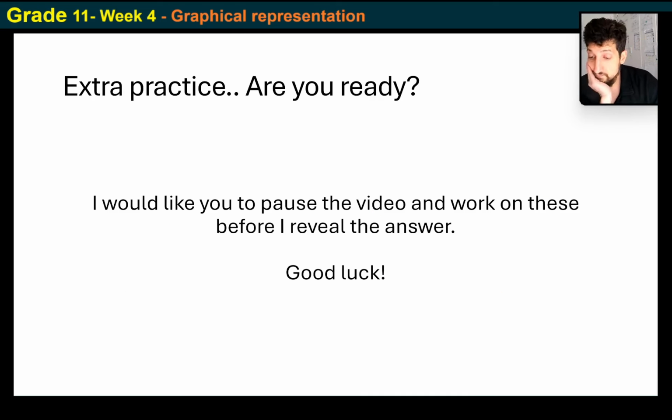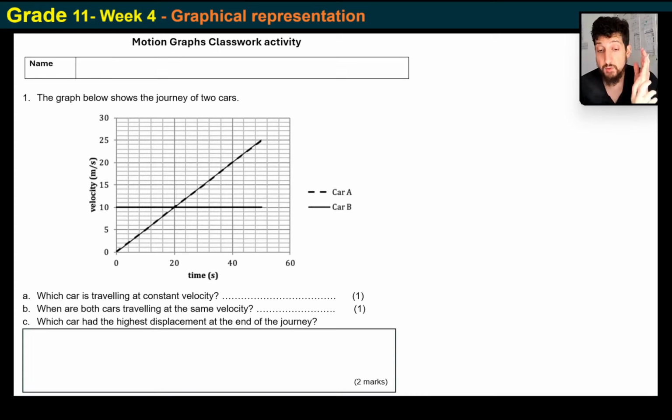Moving on. Extra practice. Are you ready? I would like you to pause the video and work on these before I reveal the answer. Good luck. Okay, don't pause the video now. Pause the video once I show you the question. And then work on it, and then I will reveal the answer. Are you ready? 3, 2, 1, let's go. Question 1. Pause the video. Try and work on it yourself, and then unpause the video and reveal the answer.